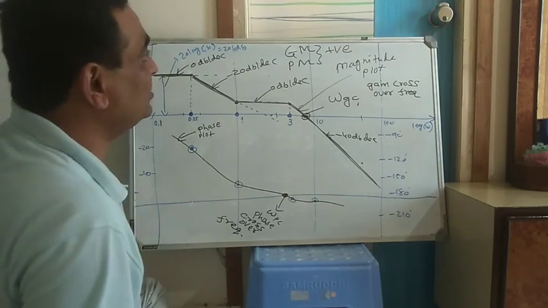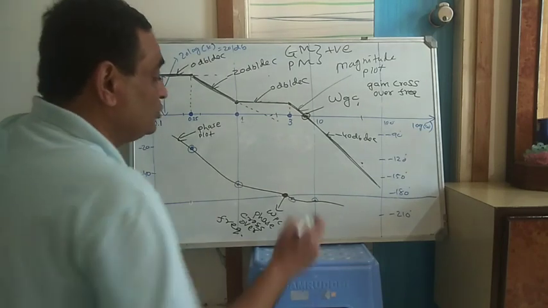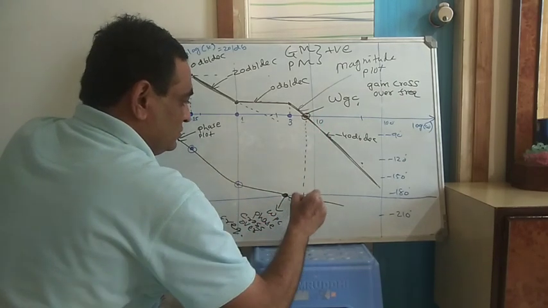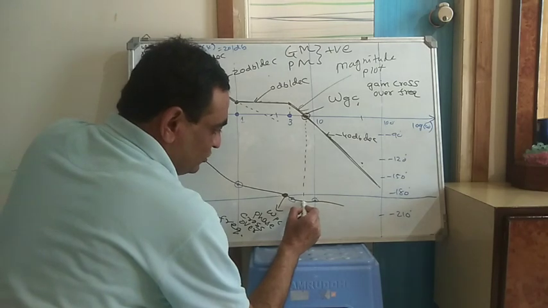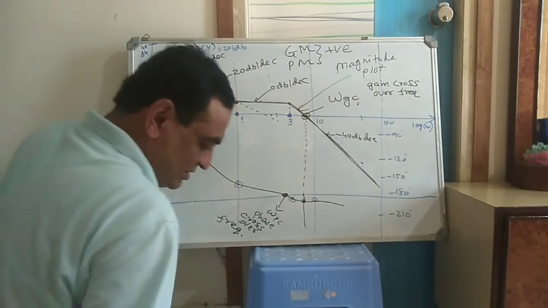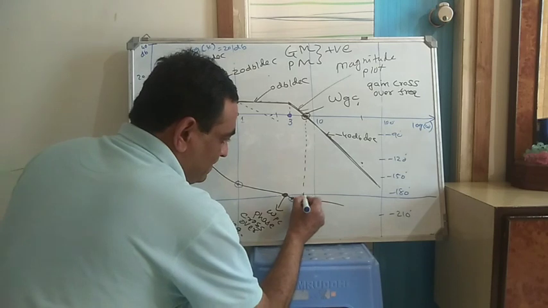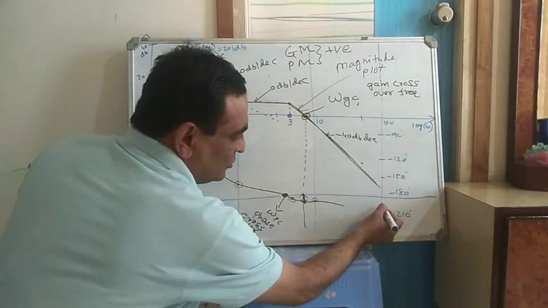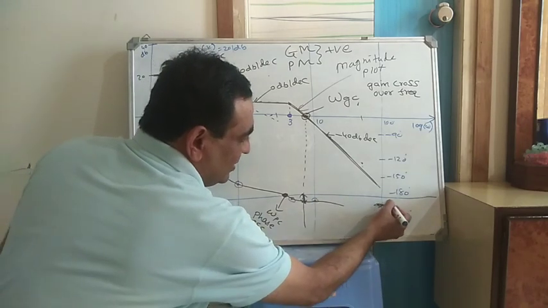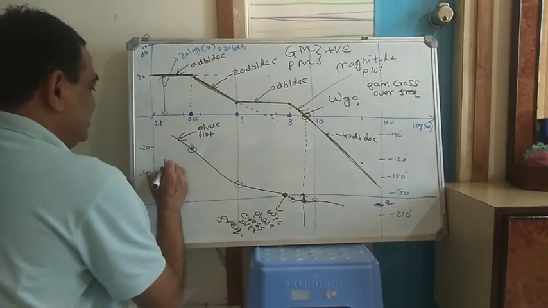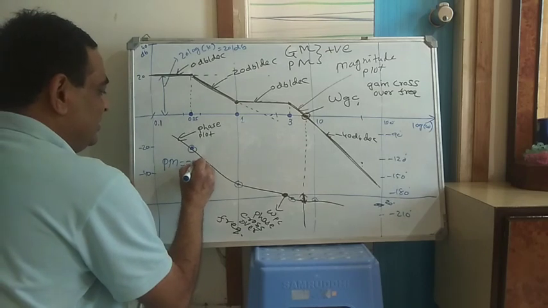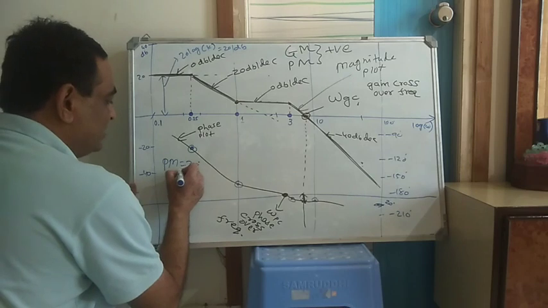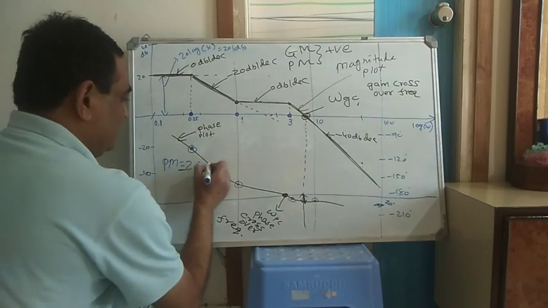Now to find the phase margin, I will project this on the phase plot. So this is the projection, it crosses here. So this distance is around 20 degree. So the phase margin is 20 degree, but it is below the minus 180 degree line, so it is minus 20 degree.